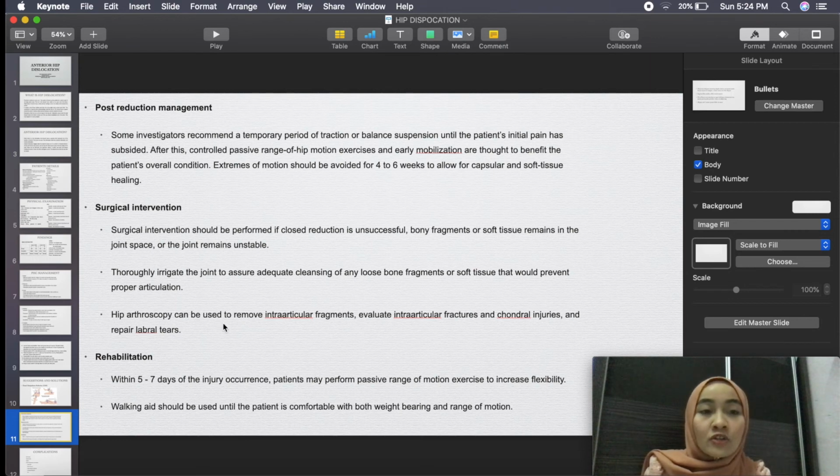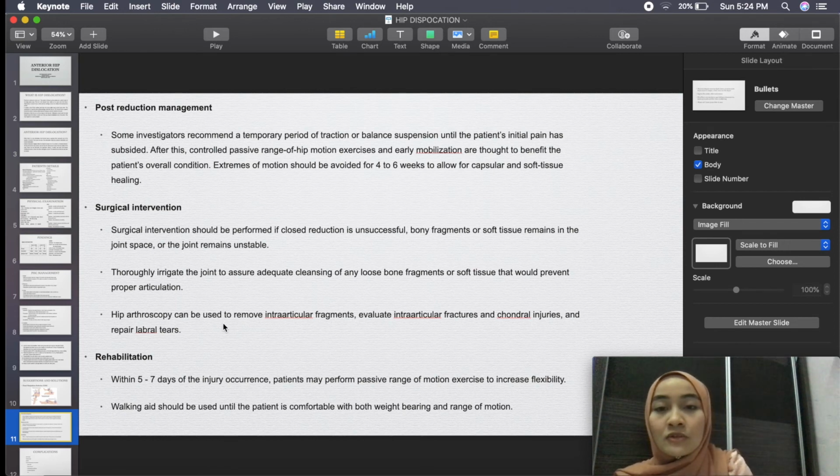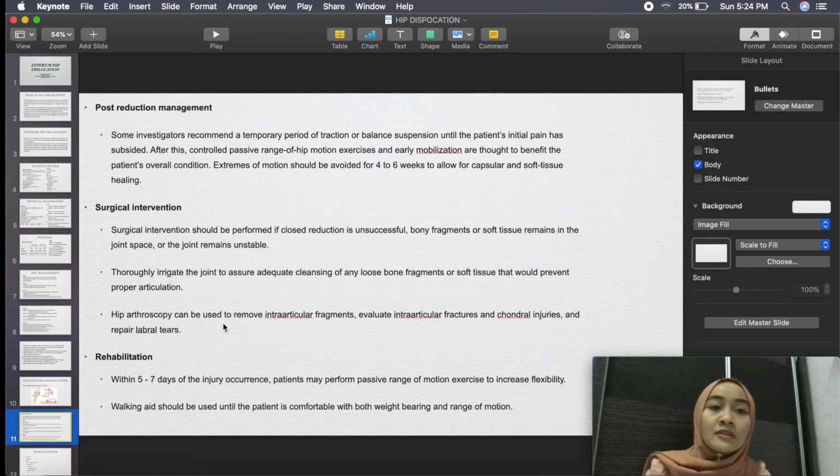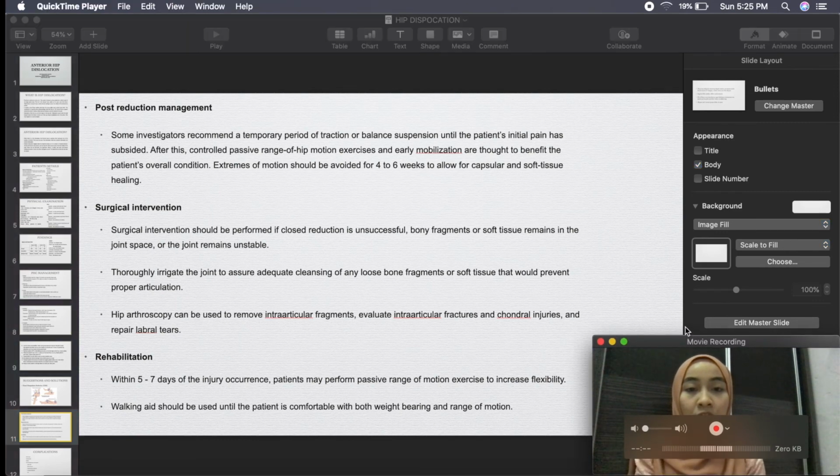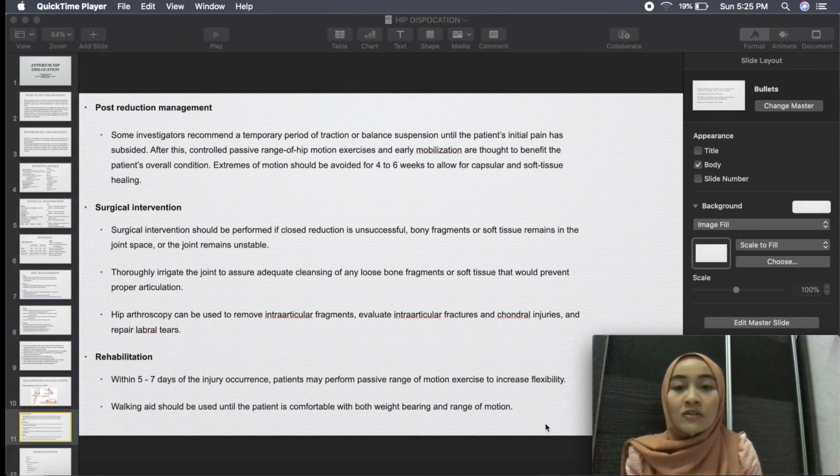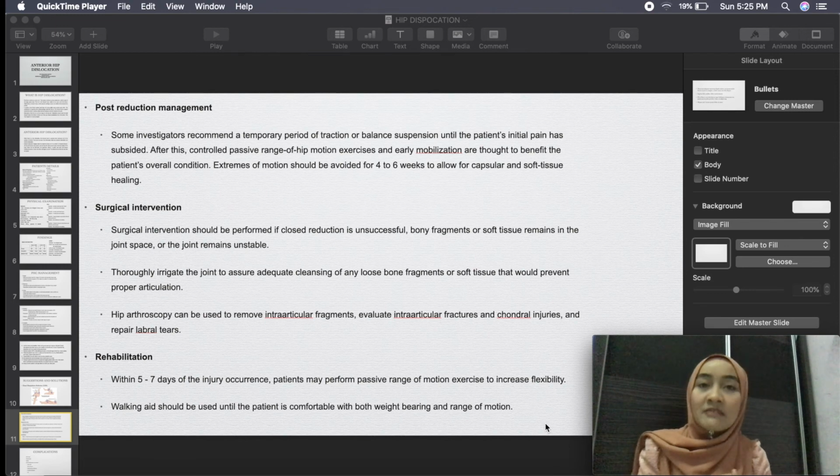Surgical intervention. Surgical intervention should be performed if closed reduction is unsuccessful, bony fragments or soft tissue remain in the joint space, or the joint remains unstable. Thoroughly irrigate the joint to ensure adequate cleansing of any loose bone fragment or soft tissue that would prevent proper articulation. Hip arthroscopy can be used to remove intra-articular fragments, evaluate intra-articular fractures and chondral injuries, and also repair labral tears.